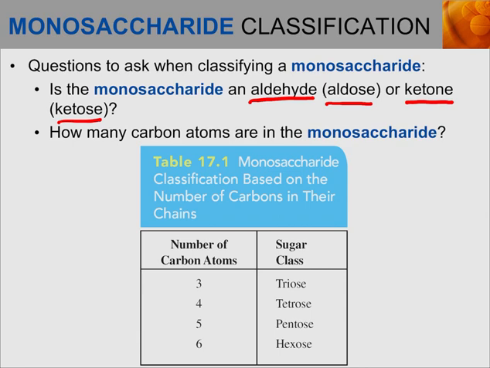If you have 3 carbons in your monosaccharide, we would call that a triose. So notice that we have that OSE ending for monosaccharides. If you have 4 carbons, it's called a tetrose, 5 pentose, 6 hexose. So these are good to know for this chapter in particular.